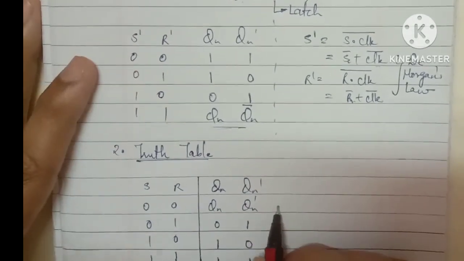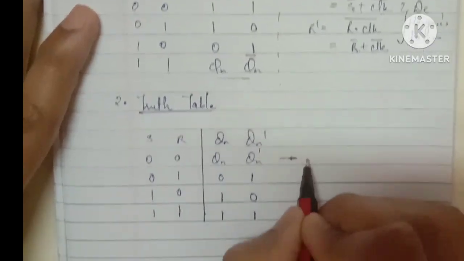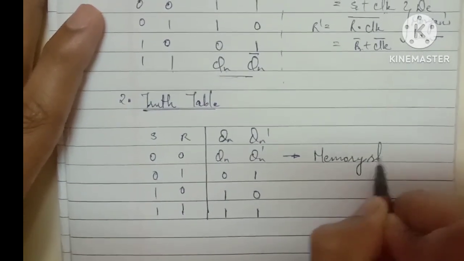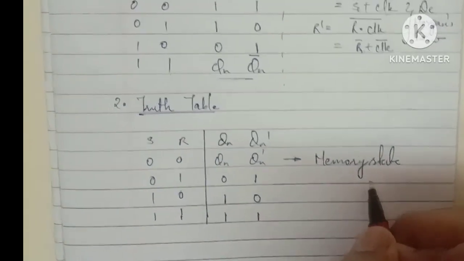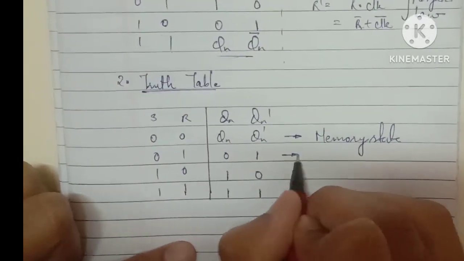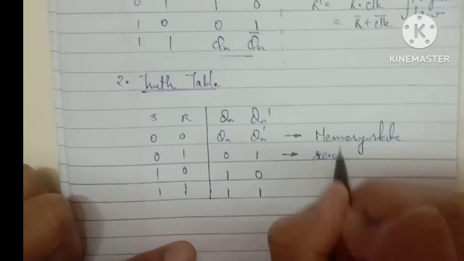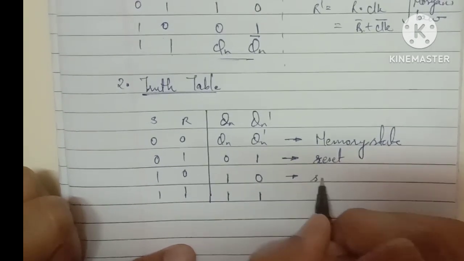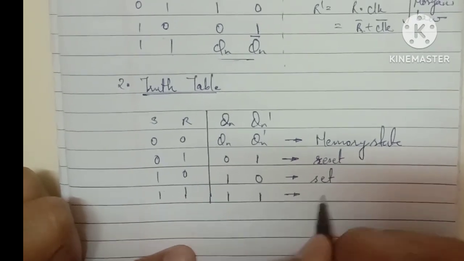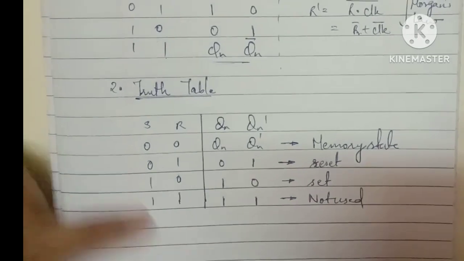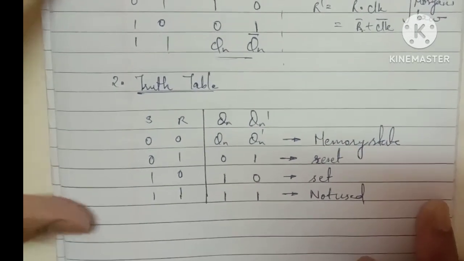this state is called the memory state, or holding state, a valid state. This state is called the reset state, this is called the set state, and this is called not used, you can say the invalid state. Understood? So this is really important, what we have studied.